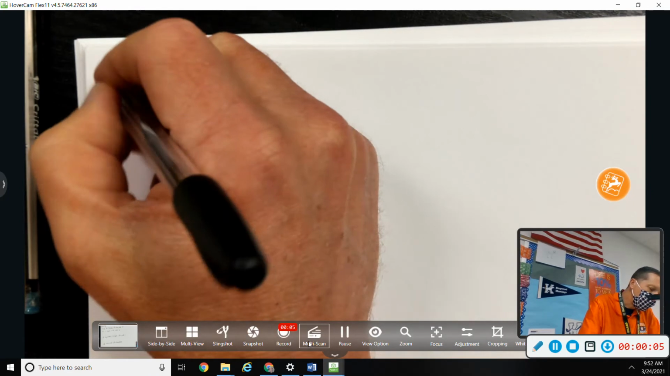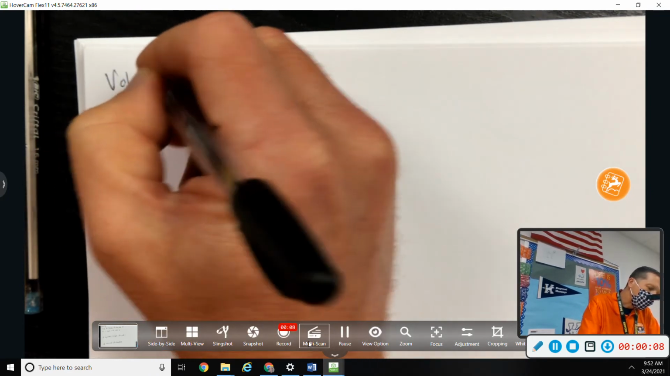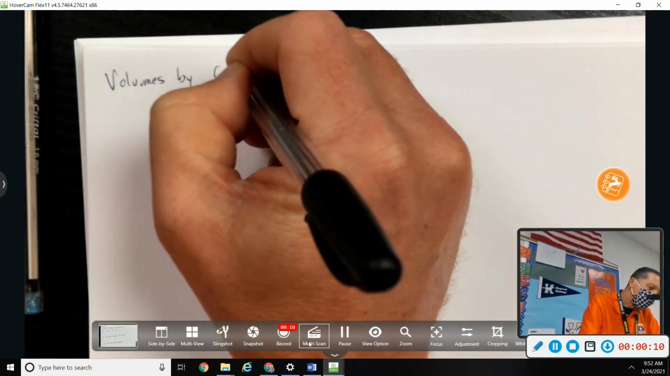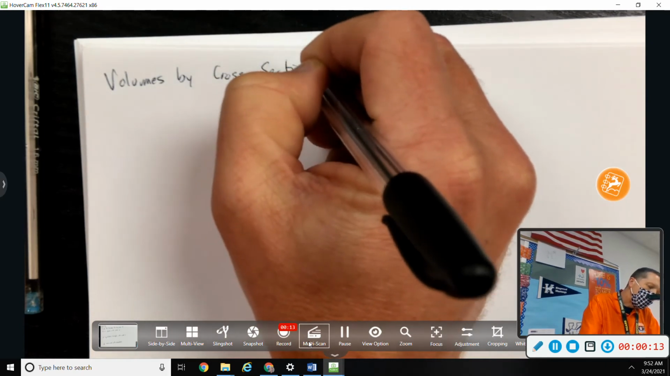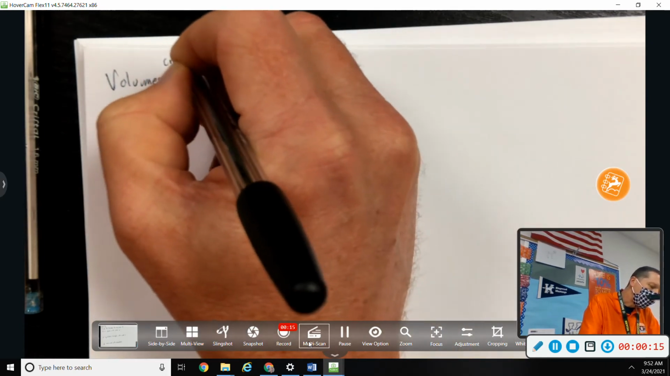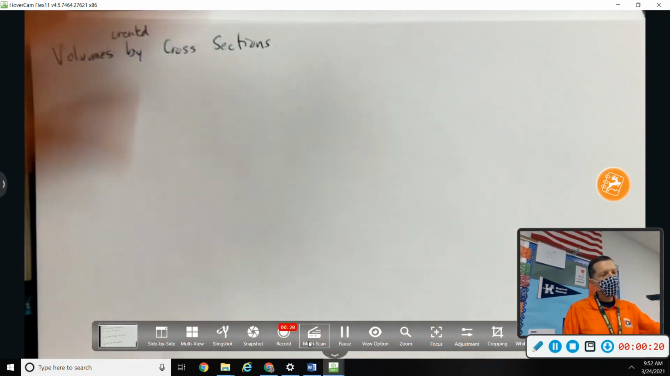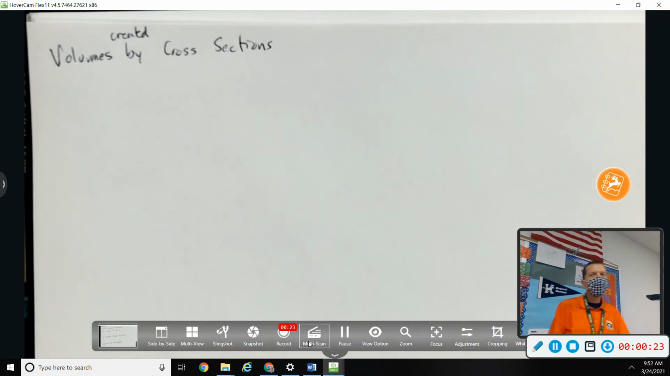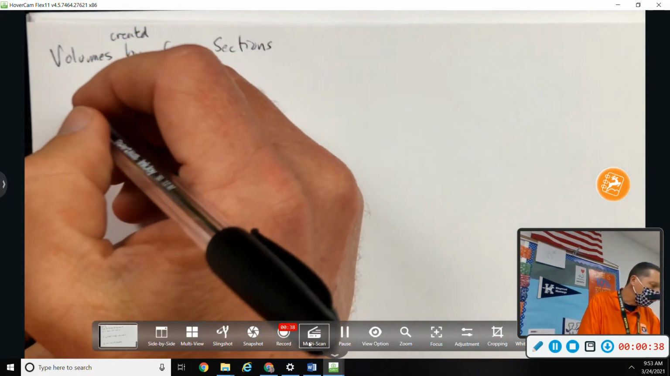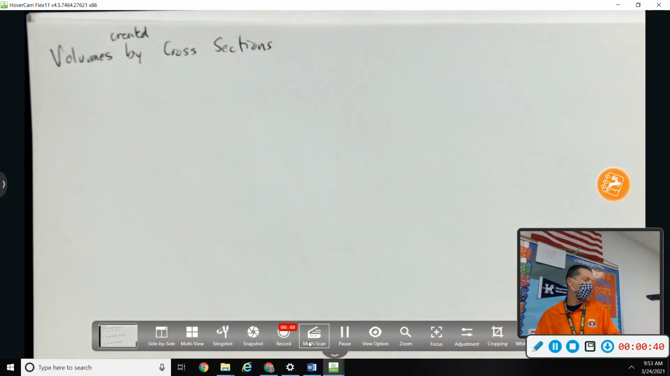So what we're going to be doing today is volumes by cross-section, or volumes created by cross-sections. I think I'll try to draw the picture first, and then we'll look at some pictures, because these are 3D things, so even if I was a perfect drawer, which I'm not, it would be tricky to see what's going on. We're going to do one example like 3 different ways.